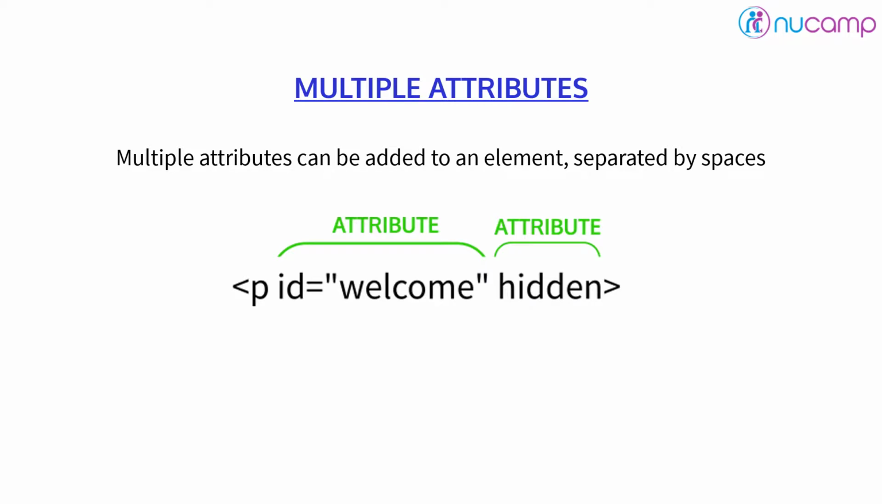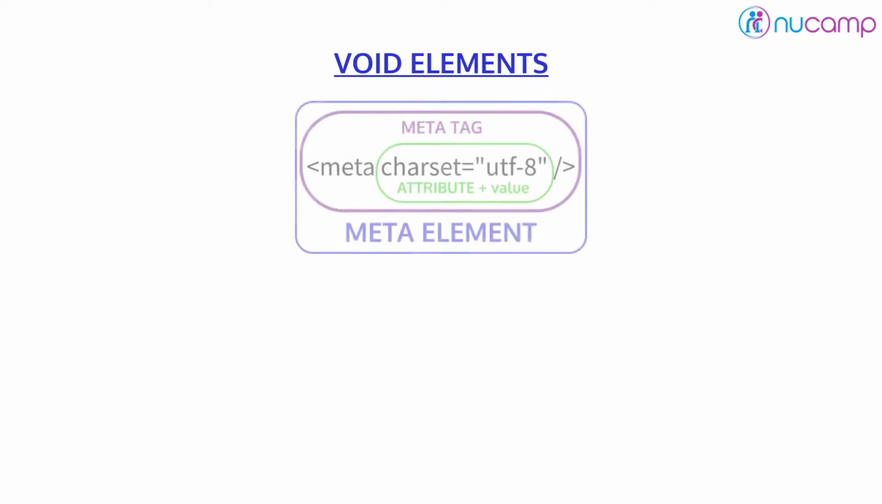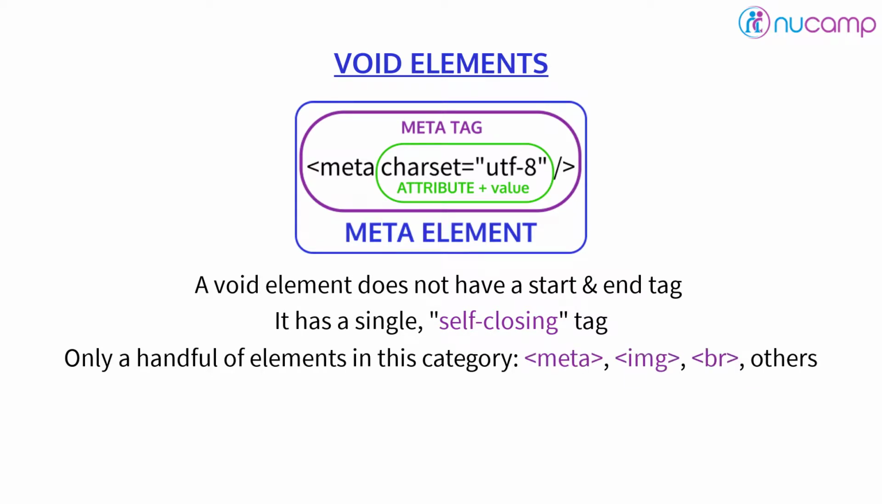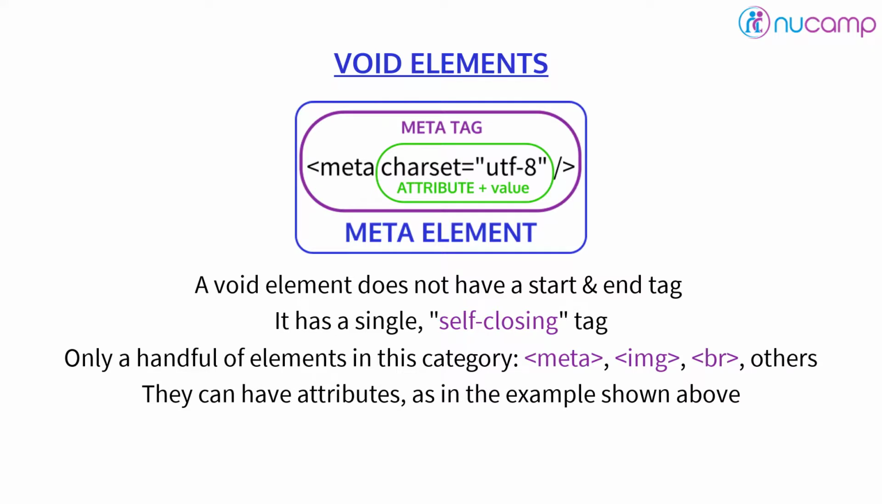One more category of element I want to talk about is called a void element. Here's an example of a void element, the meta element. A void element doesn't have a start tag and an end tag. It has a single tag, which is sometimes called a self-closing tag. There's only a handful of elements in this category, including meta, image, BR, and others. They can have attributes, as you see in this example with the meta element.